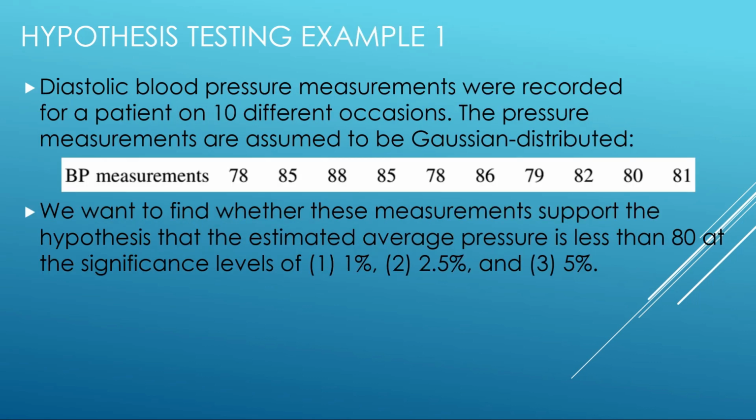So we look at an example of hypothesis testing. Diastolic blood pressure measurements were recorded for a patient on 10 different occasions. The pressure measurements are assumed to be Gaussian distributed. See, these are the measurements. We want to find whether these measurements support the hypothesis that the average pressure is less than 80 at the significance levels of 1%, 2.5% and 5%.